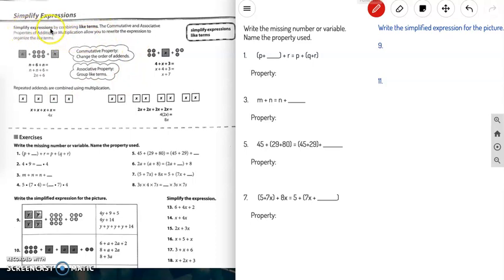You simplify expressions by combining like terms. The commutative and associative properties of addition and multiplication allow you to rewrite the expression to organize the like terms. If you remember our glue and paste activity from a few weeks ago, we did a lot of practice with commutative and associative properties. Commutative, remember, is just changing the order of the numbers when you add or multiply. Associative is when you group similar terms using the parentheses.